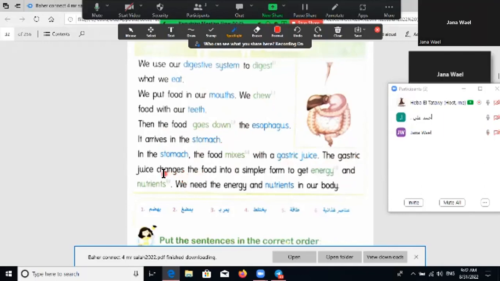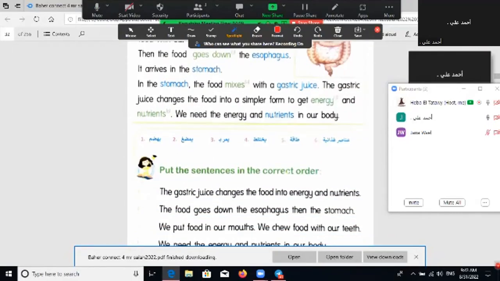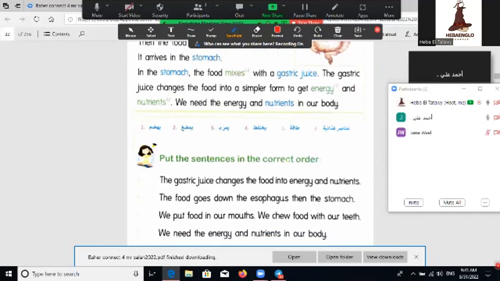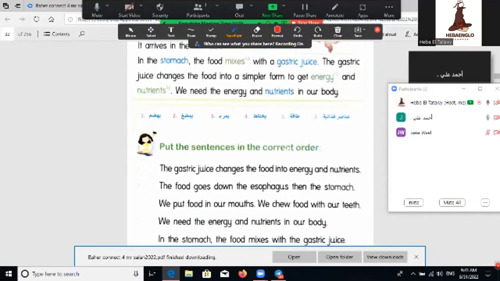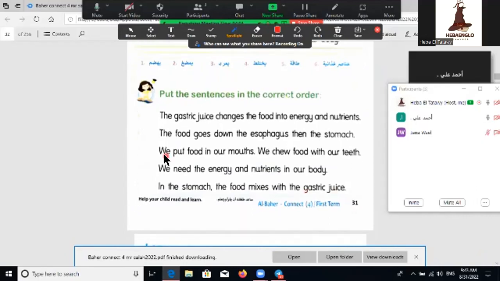It digests, changes food into a simpler form to get energy and nutrients. So, Ahmed, what do we get from the food? Energy and nutrients. Okay, put the sentences in the correct order. These are the steps of the digestion process. What happens first?